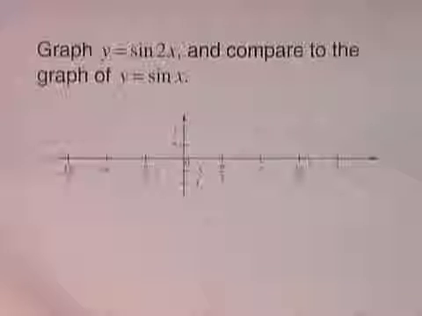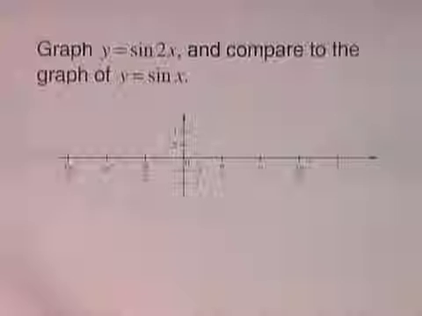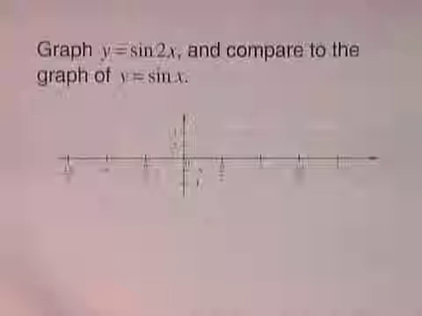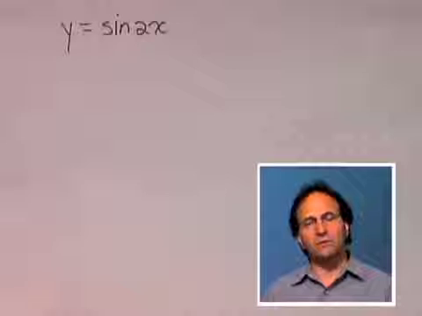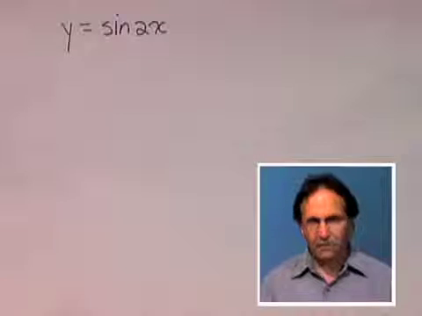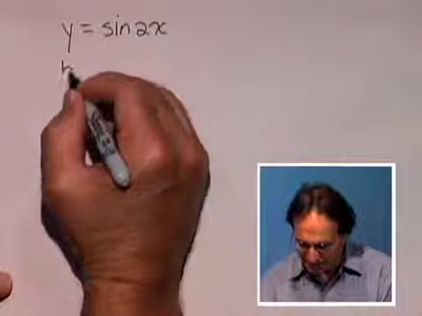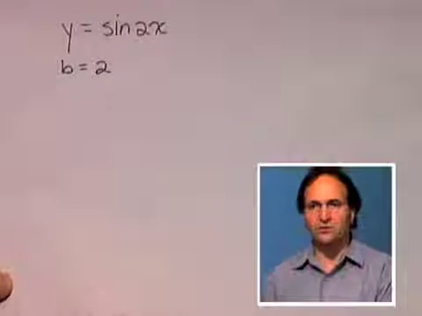In this example, we'll be graphing an equation of the form y equals sine bx. Graph y equals sine 2x and compare to the graph of y equals sine x. Well, I need to do some calculations in order to help us graph this. So here I have a sheet in which I've written y equals sine 2x. The first thing we'll notice is that b is equal to 2.